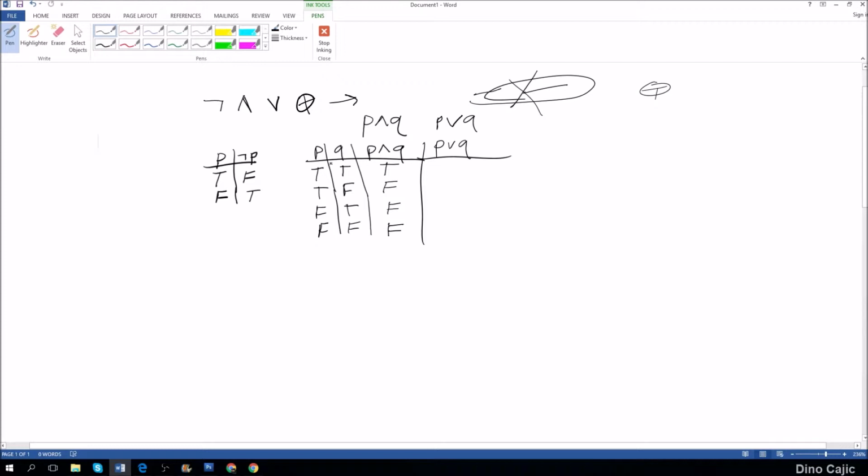So if we look at true or true, well, that evaluates to true. So either calculus or discrete math, if either one of those are true, that will evaluate to true. True and false, well, if you have one, not the other, that evaluates to true as well, right? Because you can still take the class. False and true, that evaluates to true. And the only time this evaluates to false is if both conditions are false. So if you don't have calculus and you don't have discrete math, then you cannot take the course.